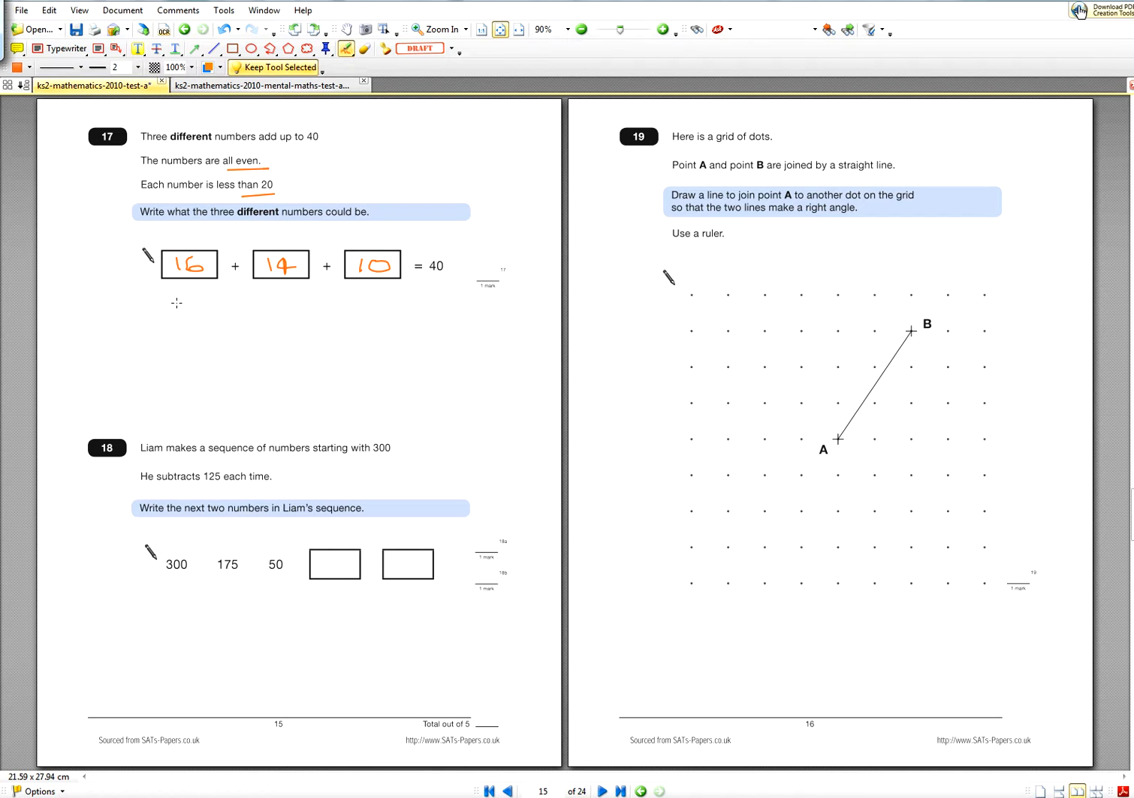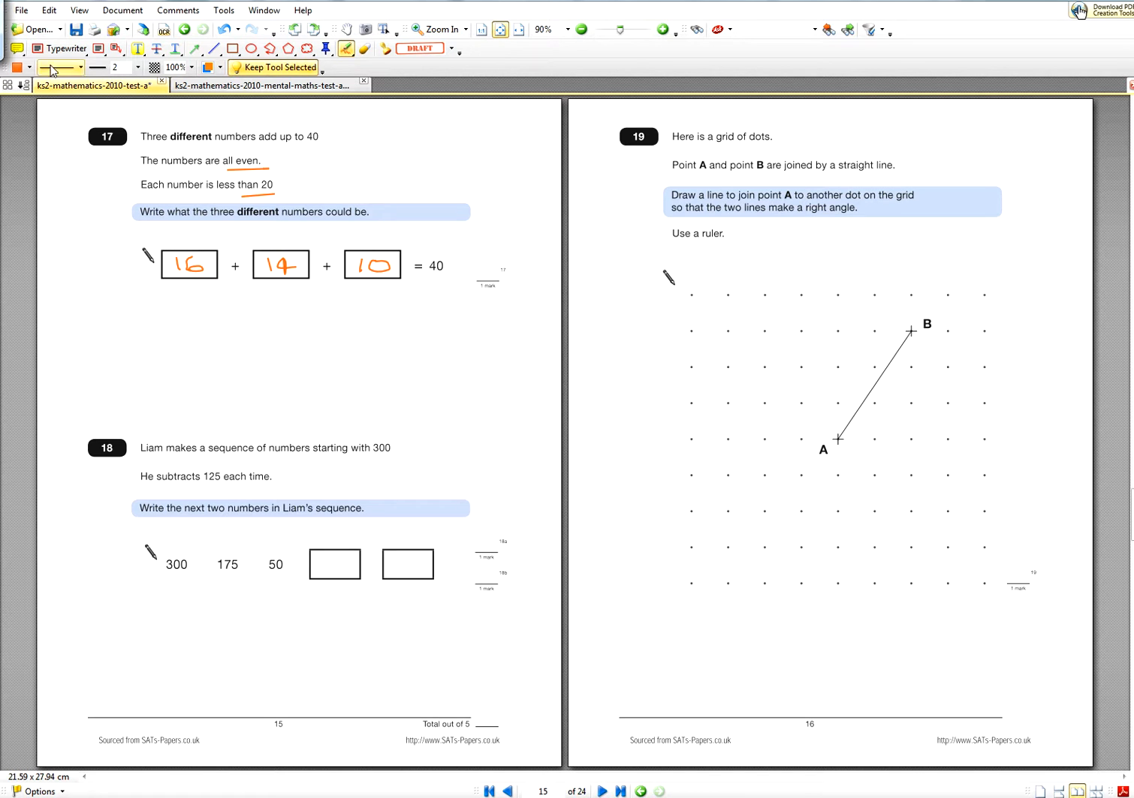Go on. 10, 10, 20. You got 10, 10, 20. No, you've got to be less than 20. 20 is not less than 20. You can't use 20. Good try, but that's not the answer. Naya, what do you get?